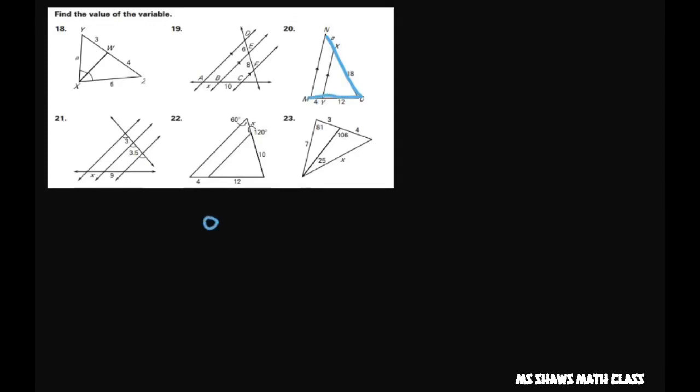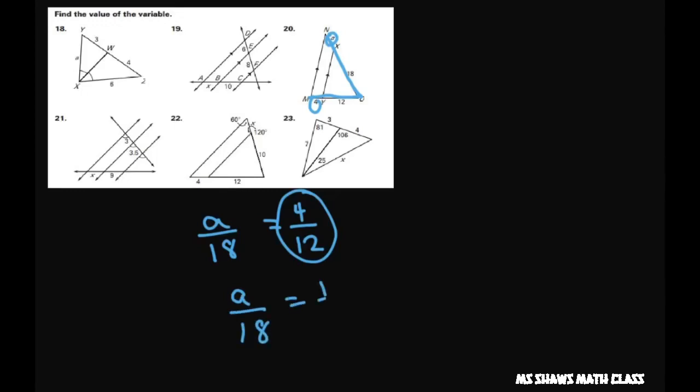So we can say A is to 18. Make sure you match up the A with the 4 right here, as 4 is to 12. I can reduce that as 1/3. That makes the math a little easier. Cross multiply, you get A equals 18 divided by 3, which equals 6.